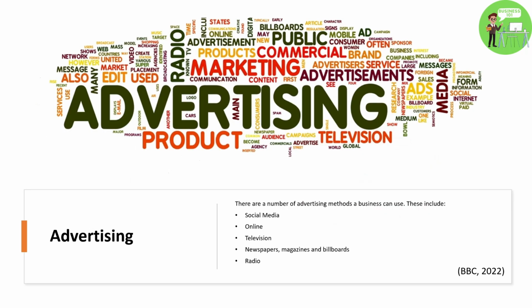If we go into advertising in a bit more detail, I can tell you that there are a number of different advertising methods that businesses can use, and these mainly include social media, online presence, television, newspapers, magazines, billboards, and radio. And there are other methods to advertise as well, but these are the main ones people and businesses will tend to use. The most effective, overarching, biggest amount of consumer hitting ways that people advertise.